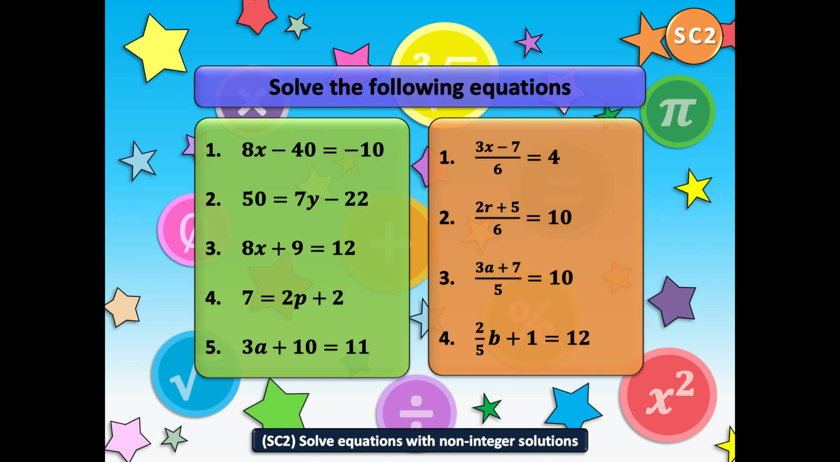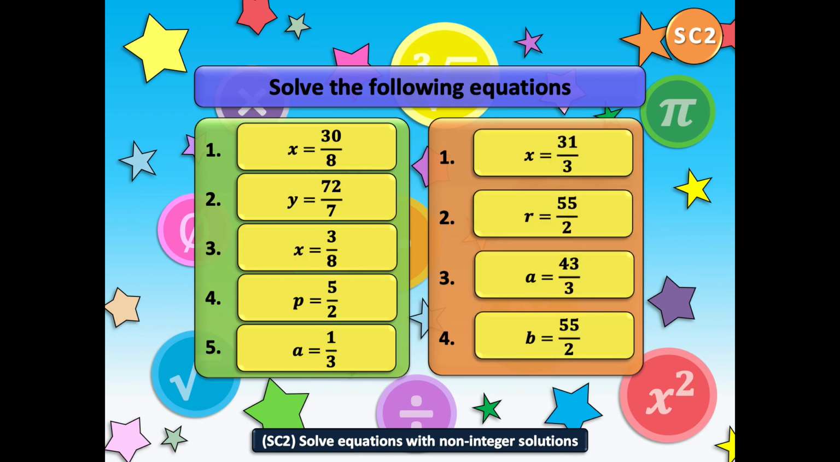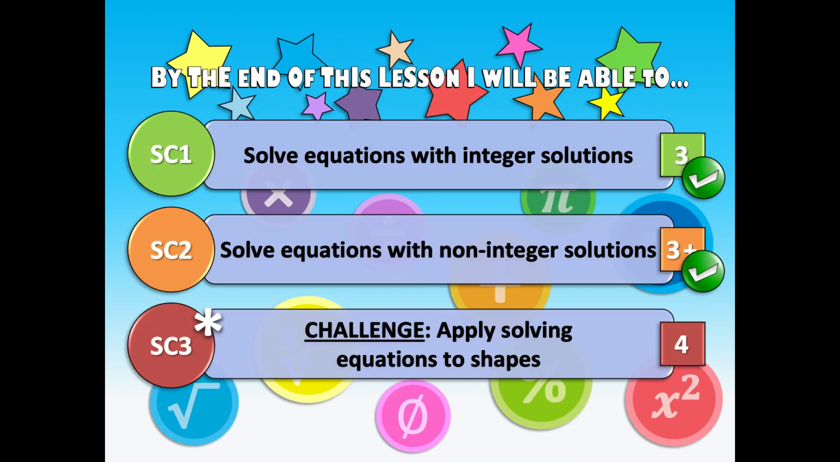Here are your answers. So there's your green answers, and there's your amber answers. So now we've completed success criteria 2. So now we're going to move on to number 3, and this is to apply solving equations to shapes.